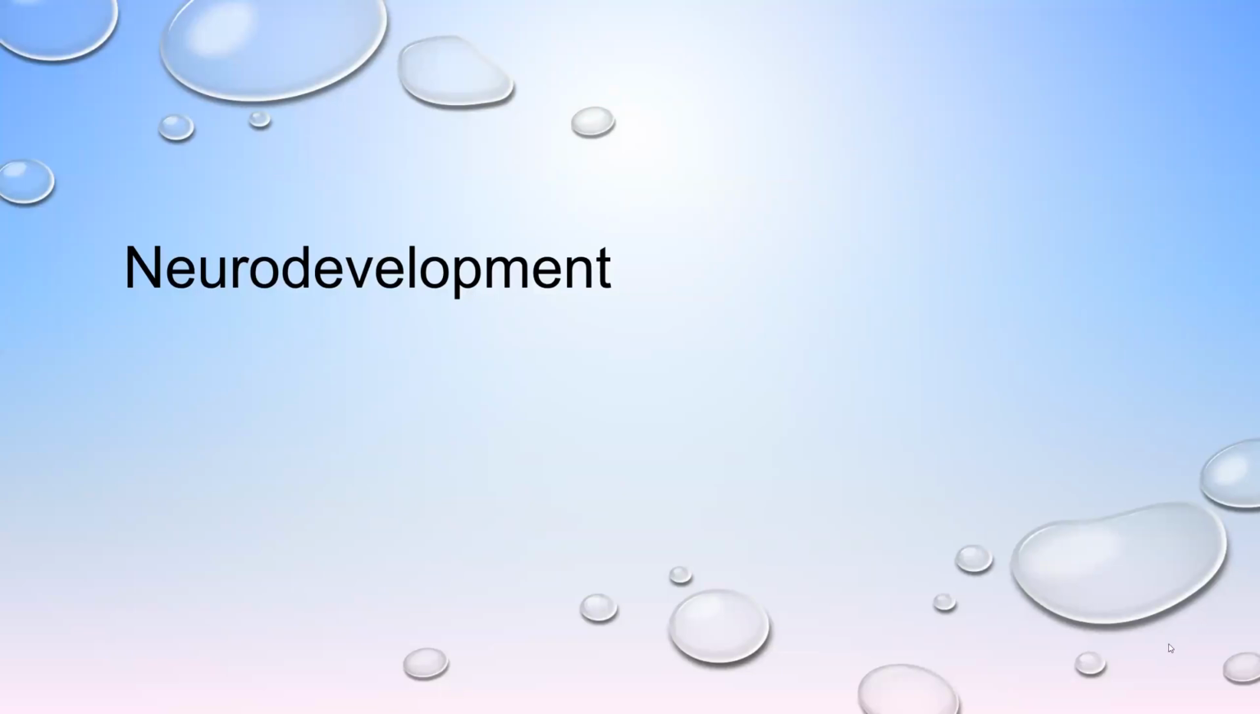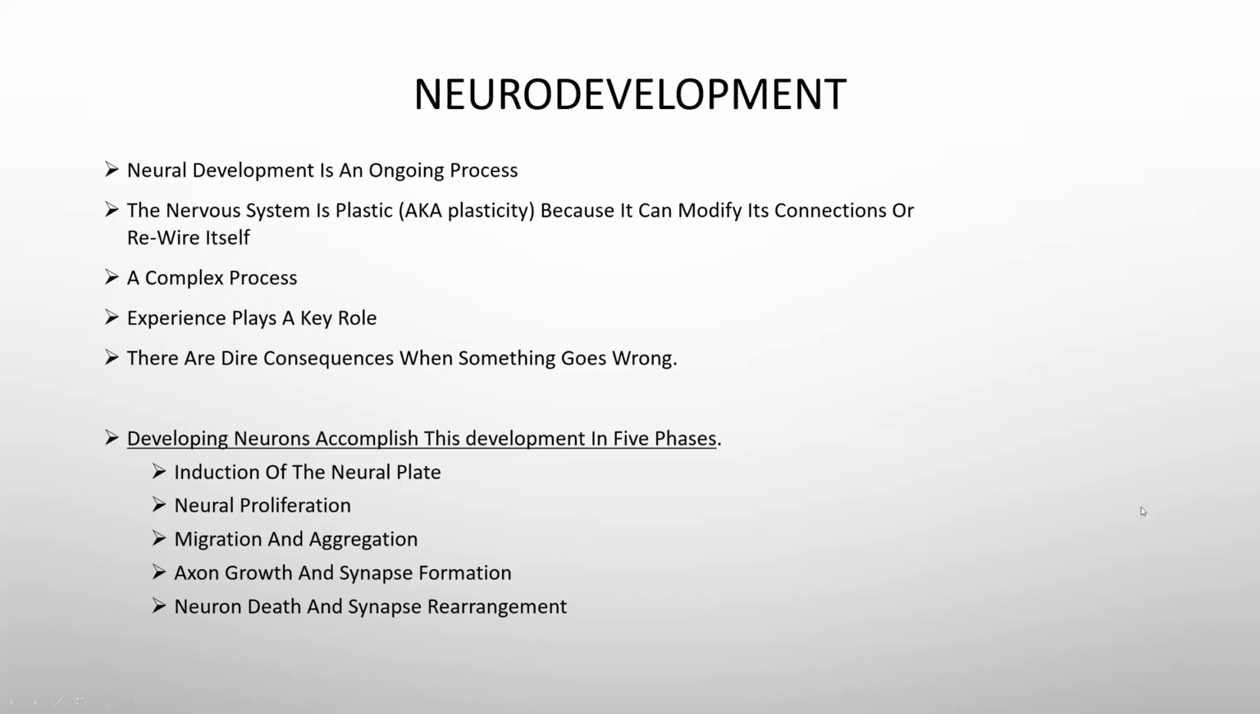Okay, let's talk about neurodevelopment. Neurodevelopment is an ongoing process, and you'll probably hear this term plasticity. You'll hear this a lot as you explore the neurosciences. It actually means that the brain can modify itself. It can modify its connections and it can rewire itself. It is a complex process, and experience does play a key role, right? And then lastly, there are dire consequences when something does go wrong.